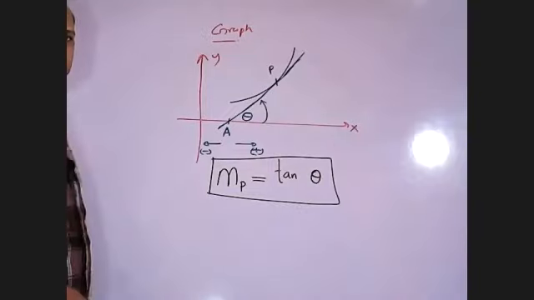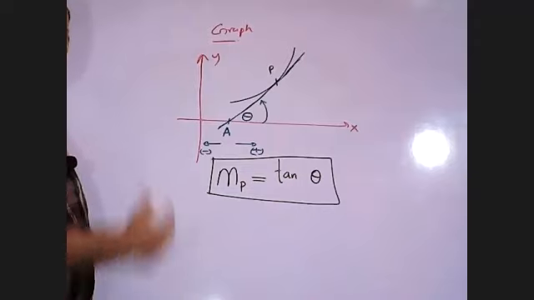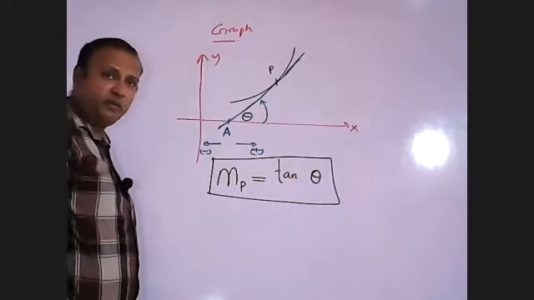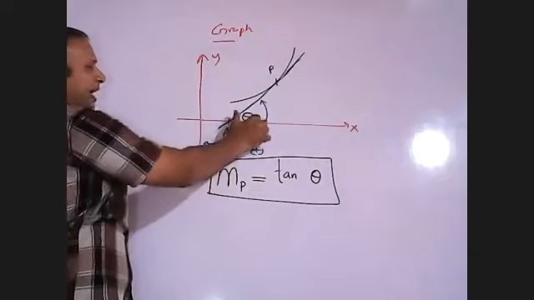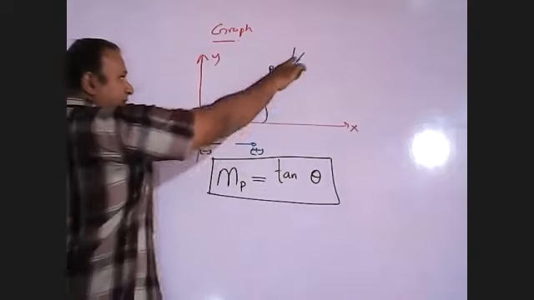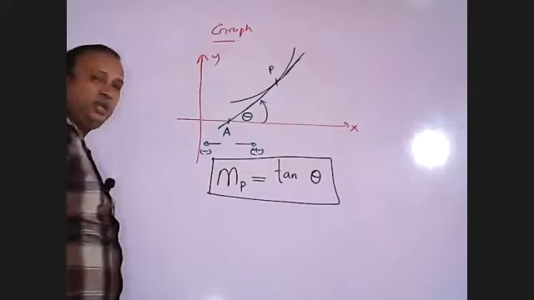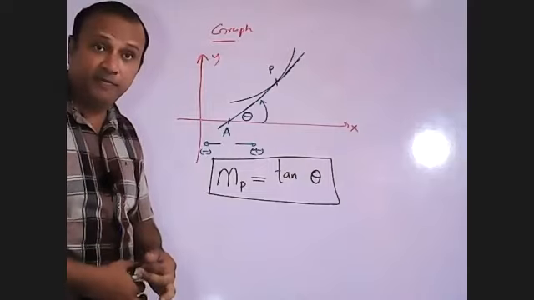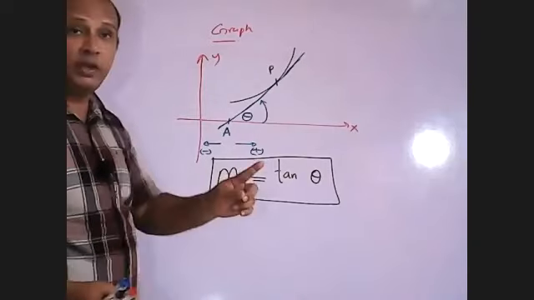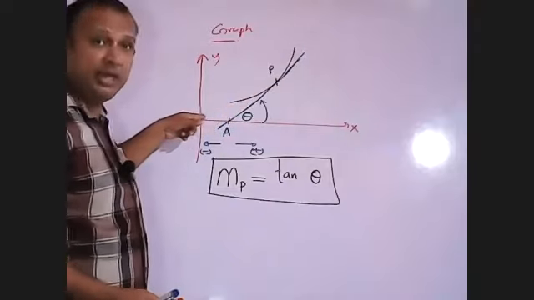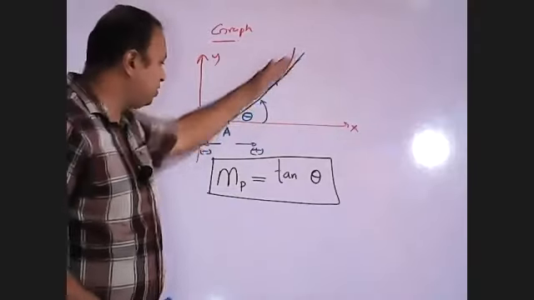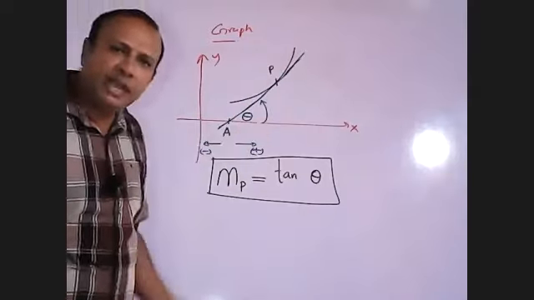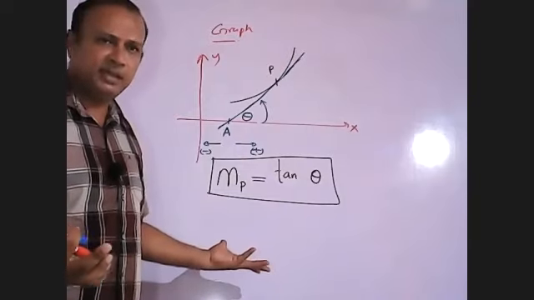Again, I will tell you. Everyone look at the board. Gradient of the graph means the tan value of the angle between the tangent and the positive side of the x-axis. So if you want to find a gradient, the first thing you have to do is draw a tangent at the particular point. Once you draw the tangent, take this angle and take the tan value. That is the definition.